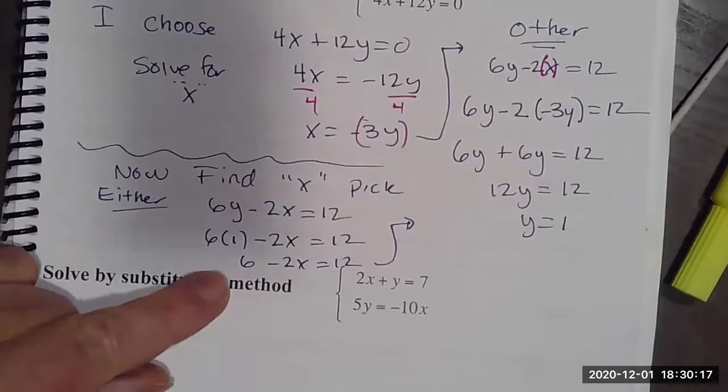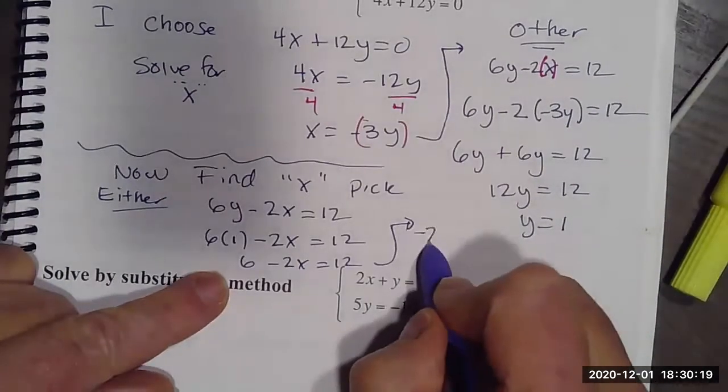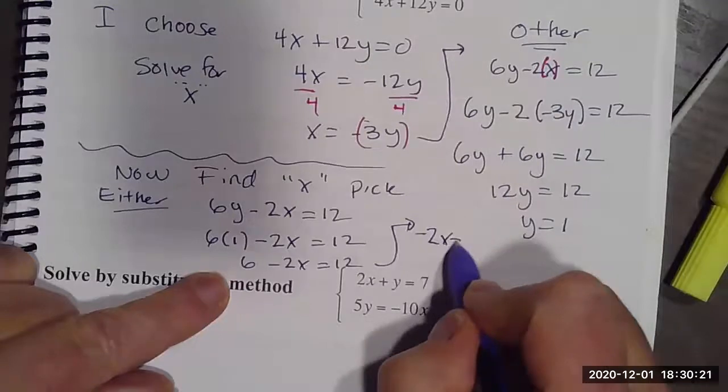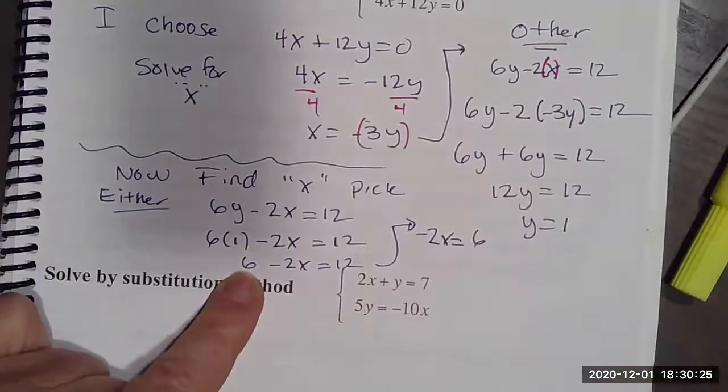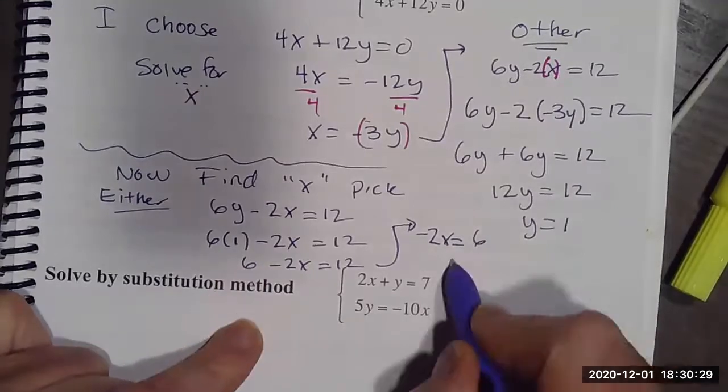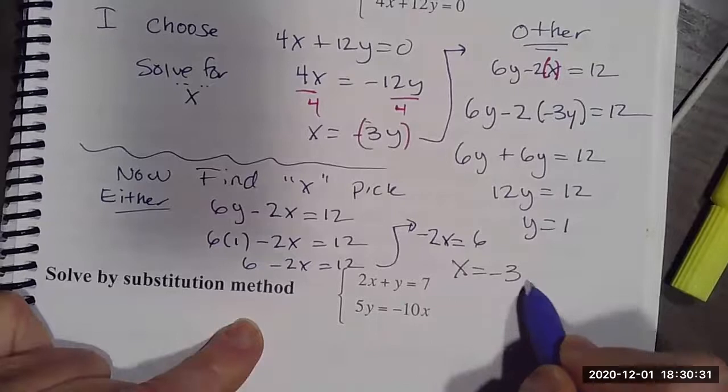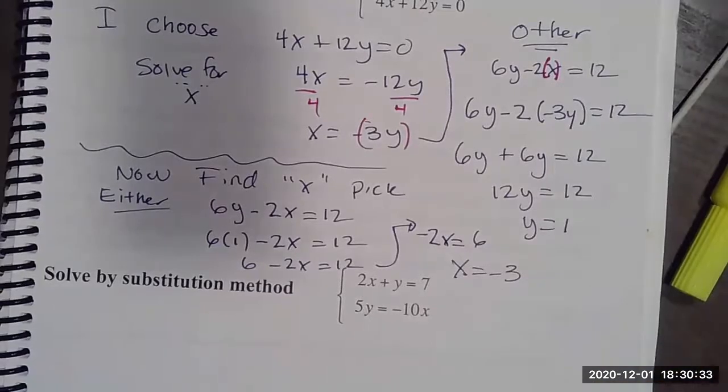Subtract 6 from both sides. So I get negative 2x is equal to, okay, 12 subtract 6 is 6. And divide by negative 2, it looks like x equals negative 3. I don't know. We'll have to try it. See if it works.